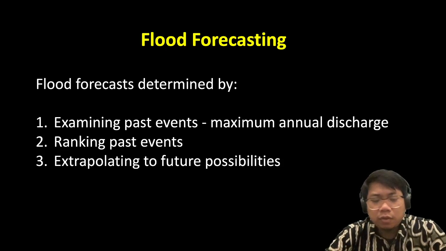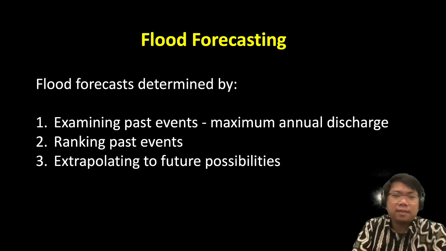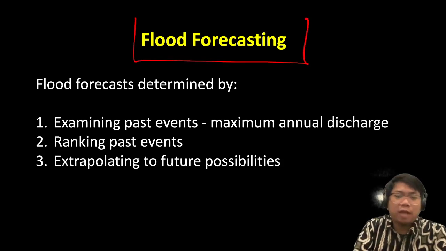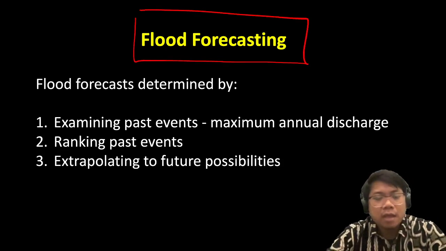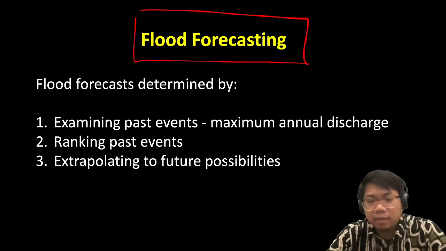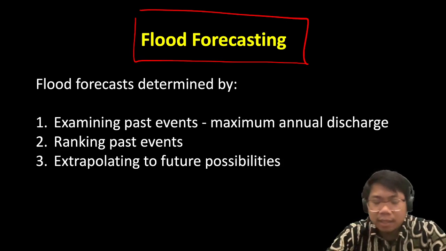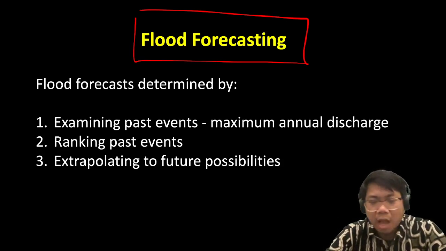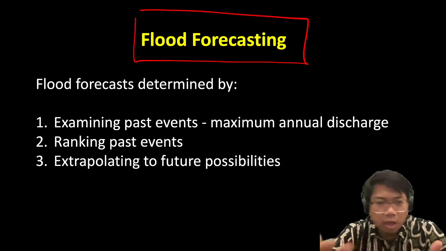So basically, in order to minimize the risk of flooding events, scientists started to conduct flood forecasting. Flood forecasts are determined by several factors. One is they typically examine the past events: when the major floods occurred, how long they lasted, and what was the main cause for the floods.